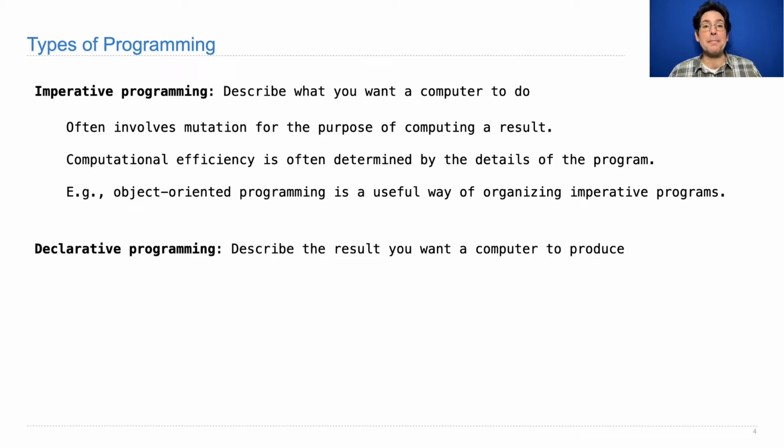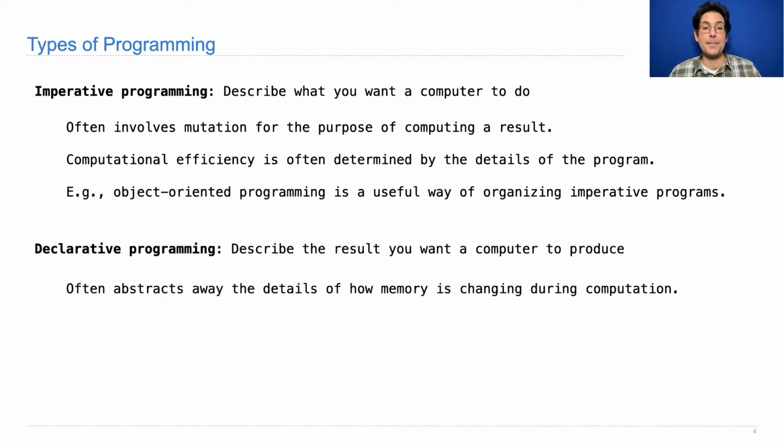in a complex program. But why describe the details of how to do something when a computer could work that out for you? That's not a good use of time, and so declarative programming makes a lot of sense in certain contexts. Often in declarative programming, you're abstracting away the details of how memory is changing during computation. Instead, you have some language that describes the goal of the computation, and exactly what's happening in order to get you there is up to some library or module or interpreter or something like that that's doing the work.